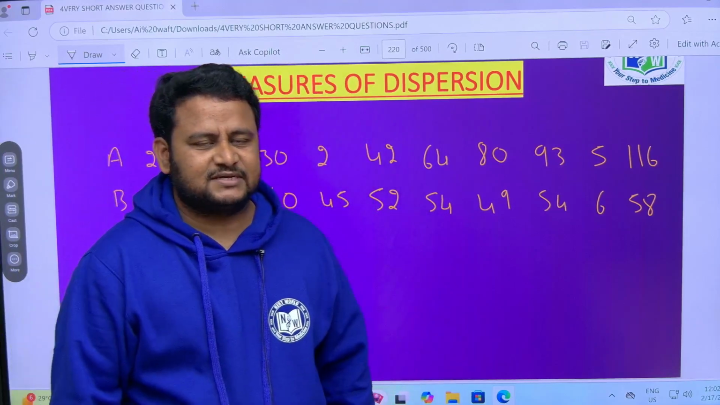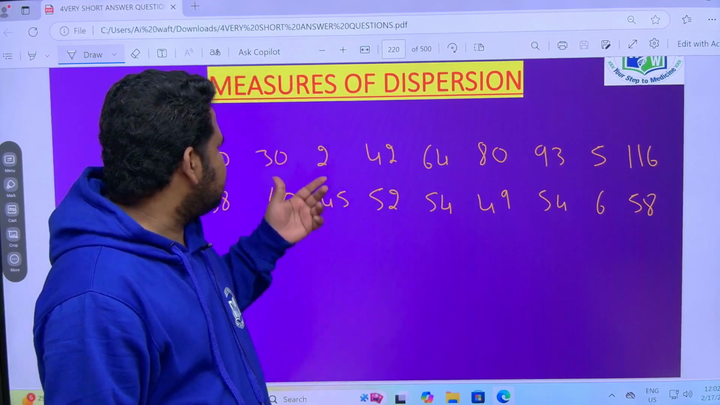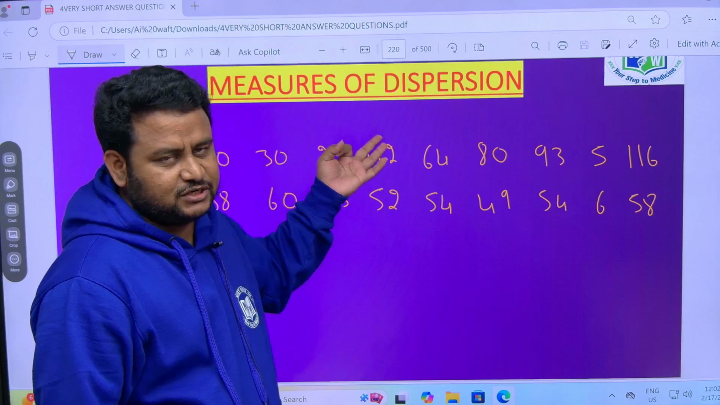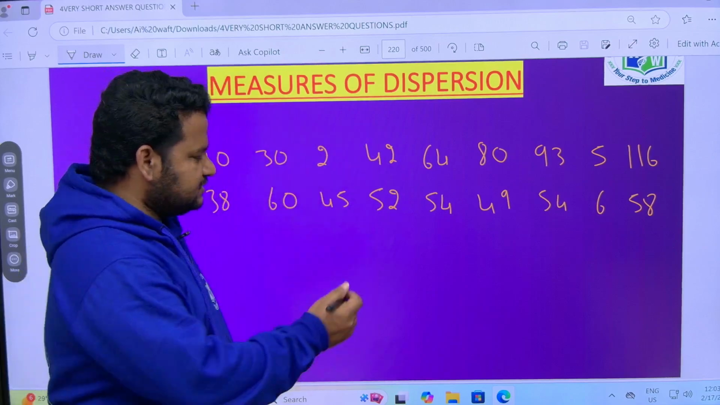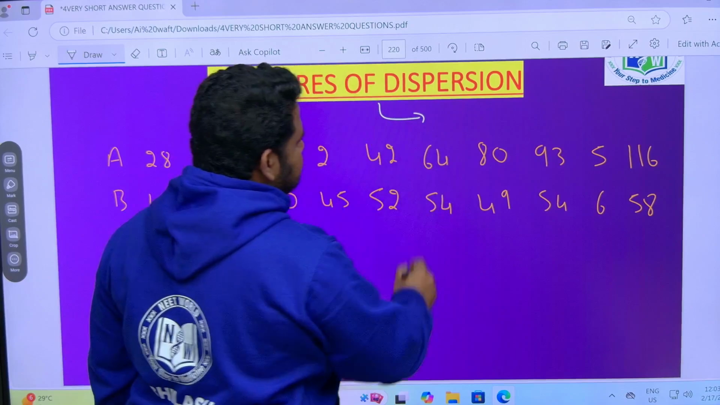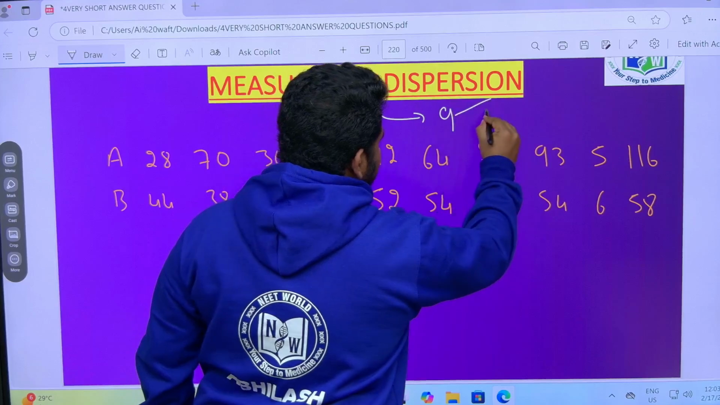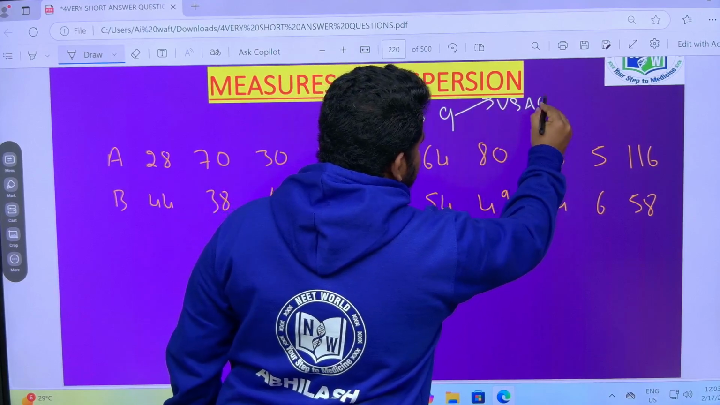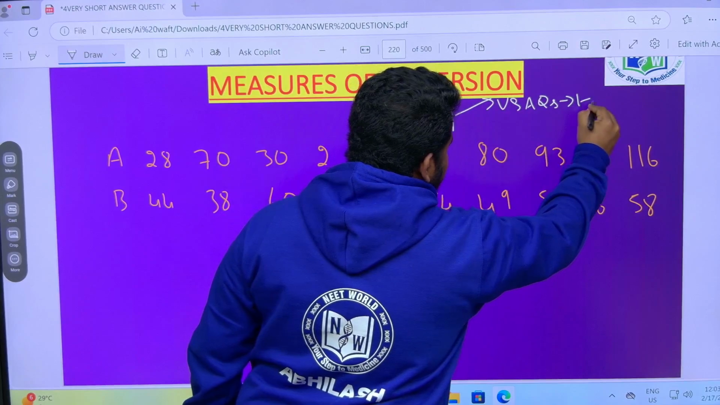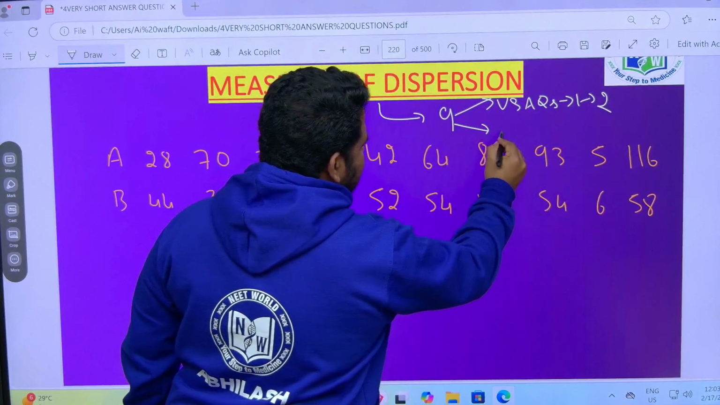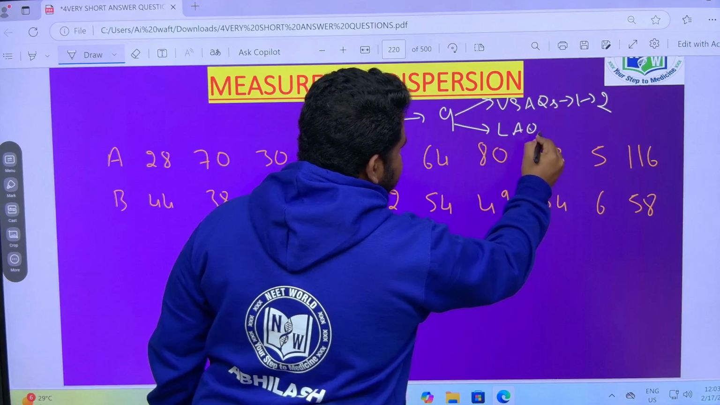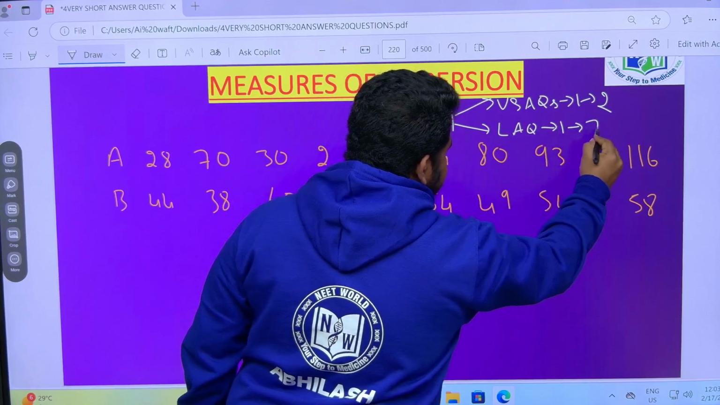So today we will be discussing VSAQs from the chapter of measures of dispersion. Measures of dispersion carries a weightage of 9 marks in total. The 9 marks are split into two: for VSAQs, there will be one question carrying 2 marks, and there will be one long answer question carrying 7 marks.